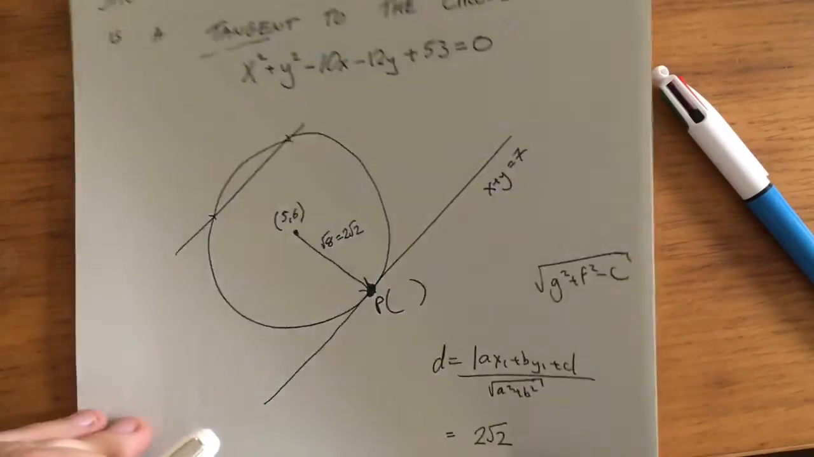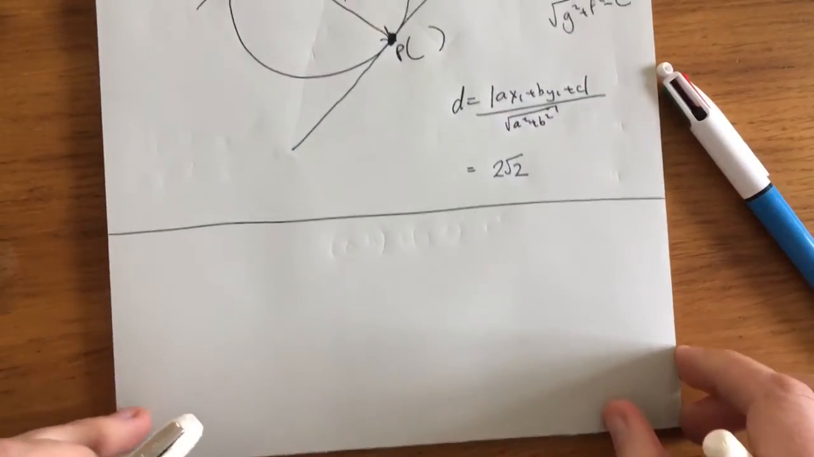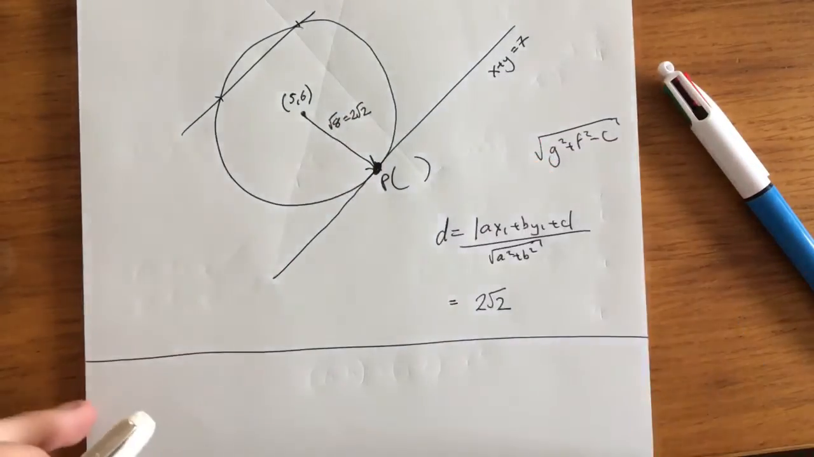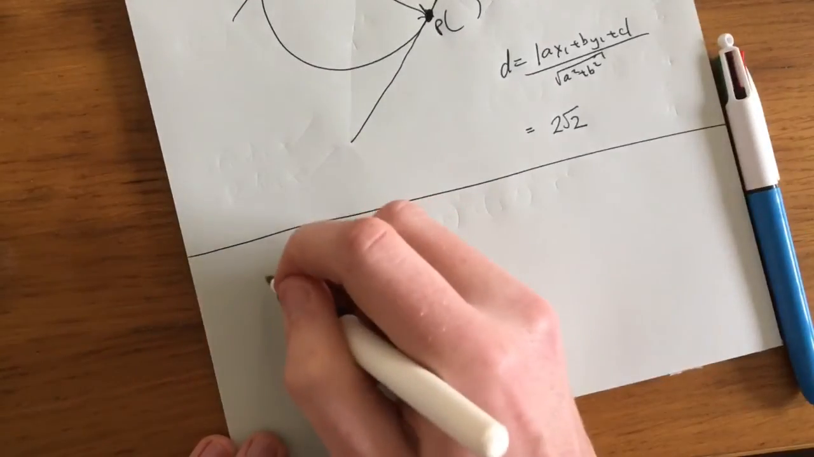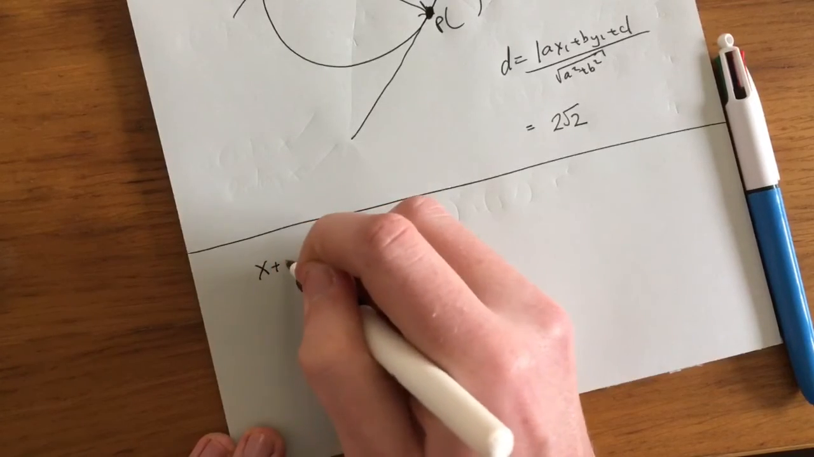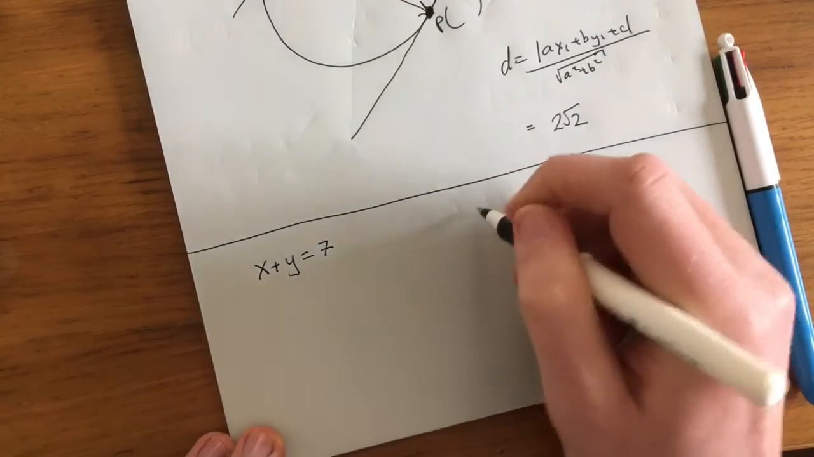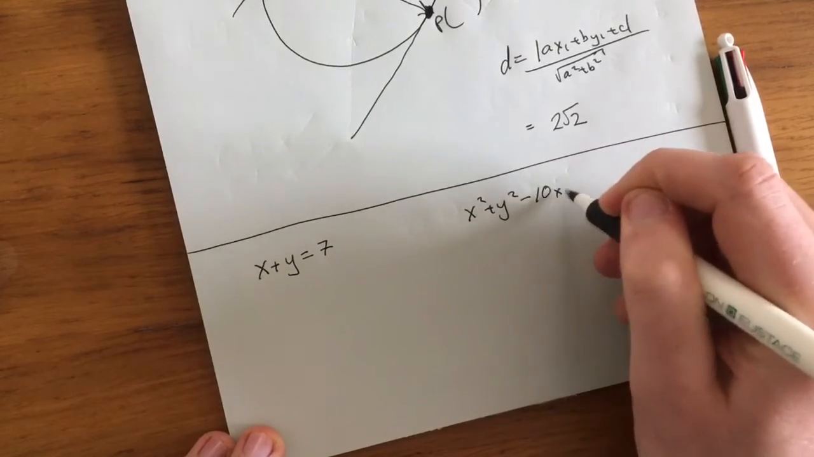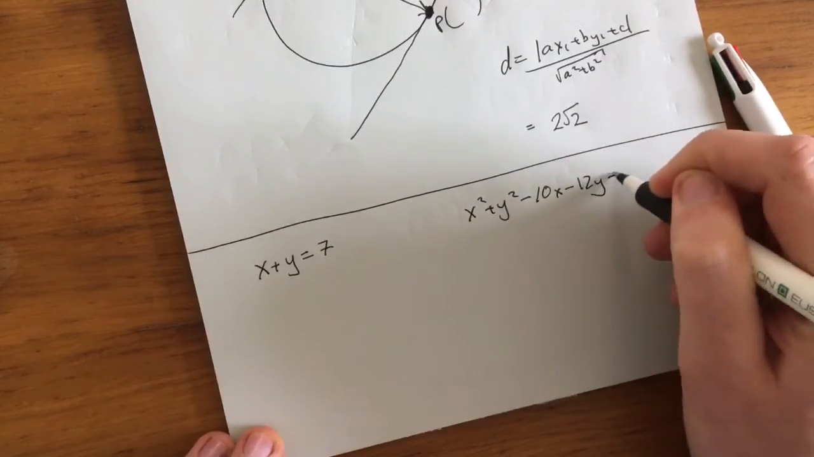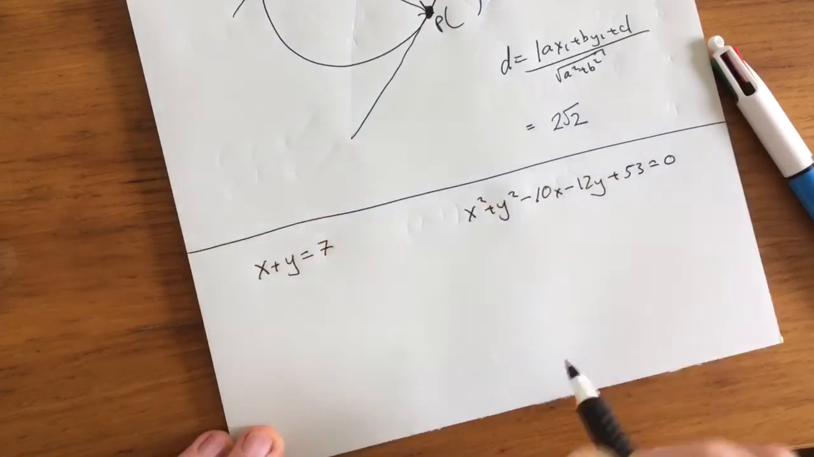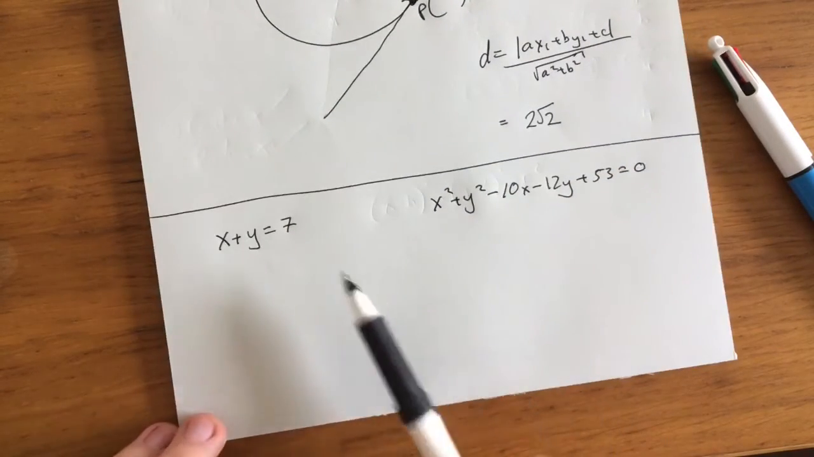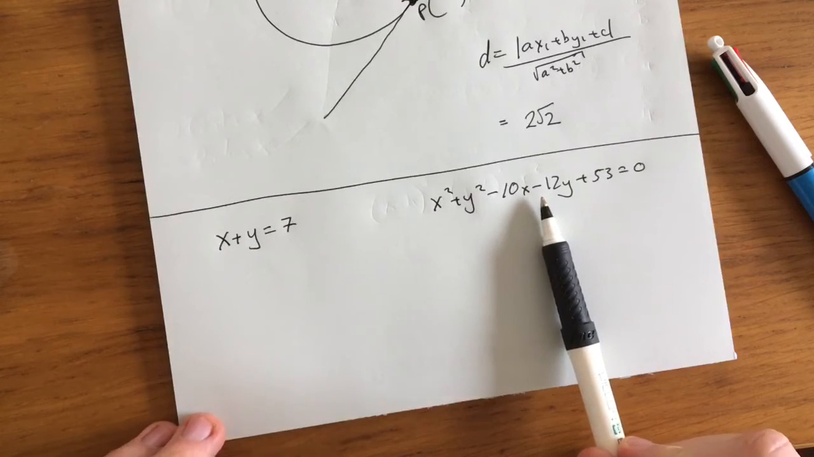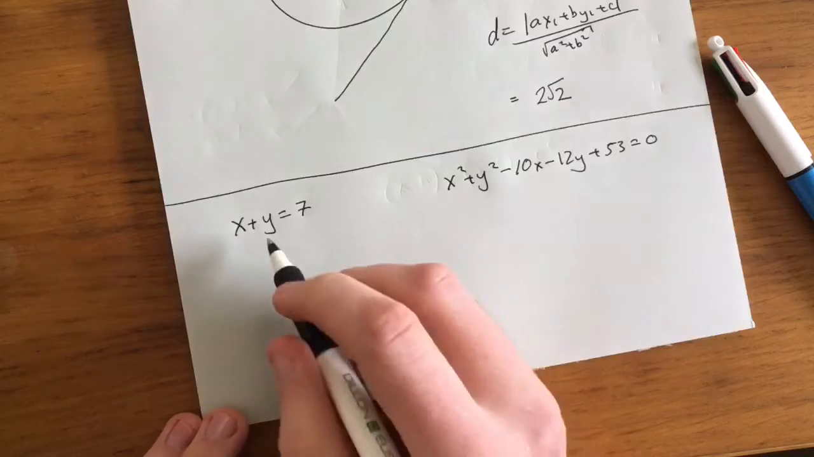Once again, and it's a nice bit of revision, how do we find where a line touches a circle? We have to do simultaneous equations. So I will have to do simultaneous equations between x plus y is equal to 7 and the circle, which is x squared plus y squared minus 10x minus 12y plus 53 is equal to 0. So once again, fifth year maths, simultaneous equations. One is linear, one is non-linear. So how do you do it?